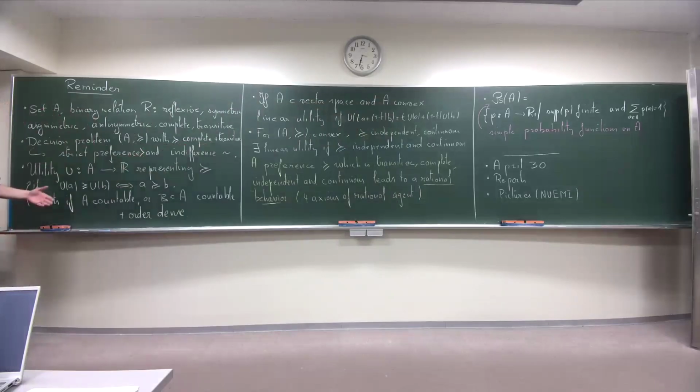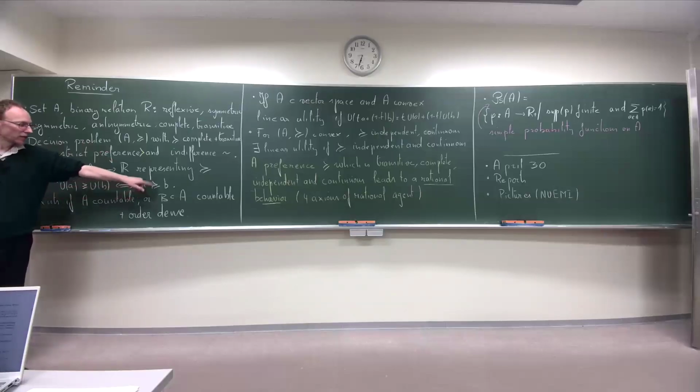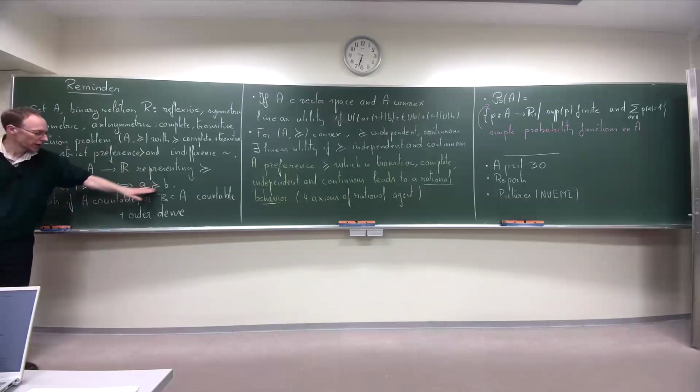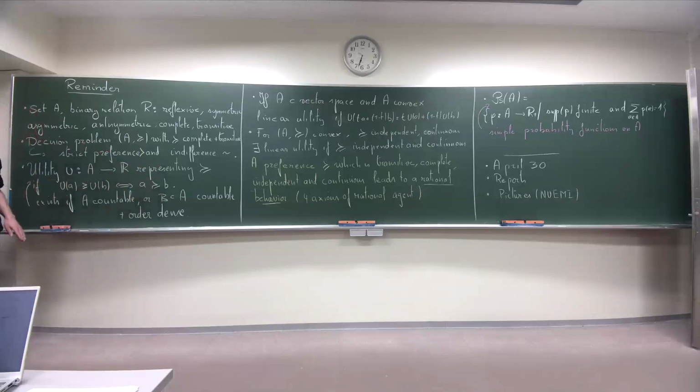Now, we would like to represent this system with numbers. So I define what is a utility or a payoff. This is the second word. It's a function from A to the set of real numbers, which represents this weak preference in the following sense: U of A is bigger or equal to U of B, and this is just a comparison between two numbers, if and only if A is preferred to B. So you can represent the relation between A and B by a relation between numbers.